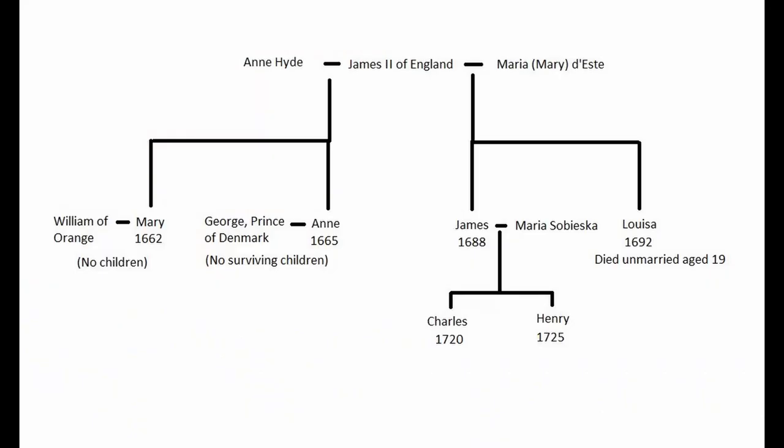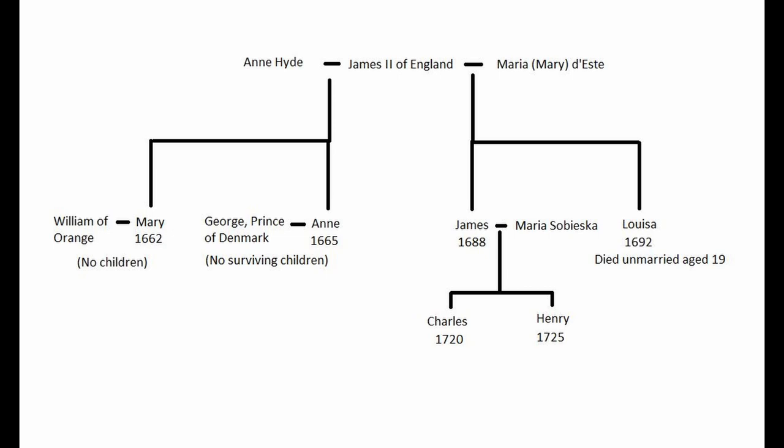And I made up a few little charts here to make this simpler. So first of all, we've got our principal family as it stands now. Here's James II of England. He had two wives, Anne Hyde and Maria of Modena. James and Anne have the two surviving children, Mary and Anne. James and Maria have the two surviving children, James and Louisa. Four children who are legitimate heirs to the throne, perhaps.